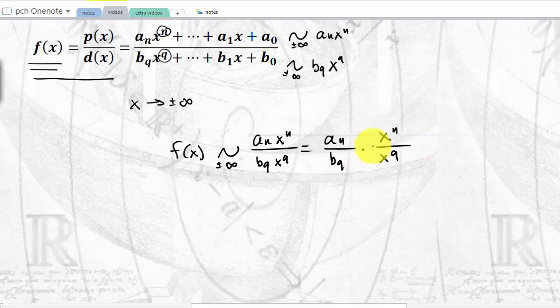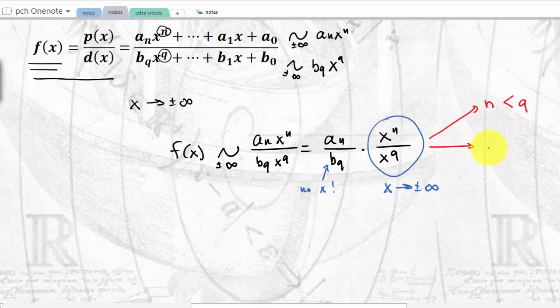We need to study this ratio, because there's no variable here, right? This is not a function of x. No x is there. We need to study the ratio as x approaches plus or minus infinity. This is not so difficult. We need to study three cases. The case when the numerator has a smaller degree than the denominator, the case when the numerator has the same degree as the denominator, and the case when the numerator has a larger degree than the denominator.